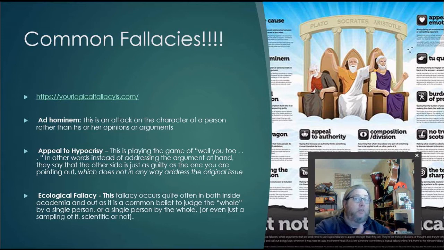You still have the issue of the fact they cheated on the test. So therefore, that's a logical fallacy. You have yet to address the issue at hand. You have to address that issue.